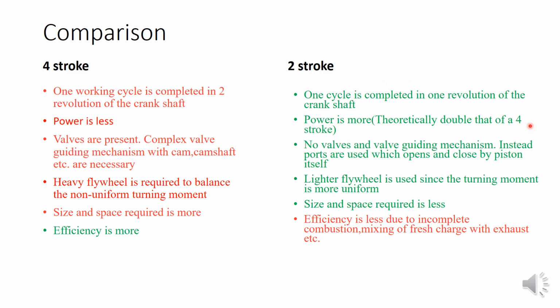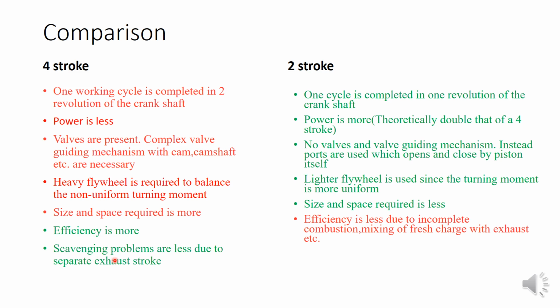Even though this green color one is the advantage of two-stroke engine over the four-stroke engine, that is why I have given a red color here and a green color here. But the main advantage of four-stroke engine is the efficiency is more. Why is its efficiency more? Because two-stroke engine efficiency is less due to incomplete combustion, due to mixing of air with the exhaust gas. All these reasons, its efficiency will be less. And this is the main reason for this point.